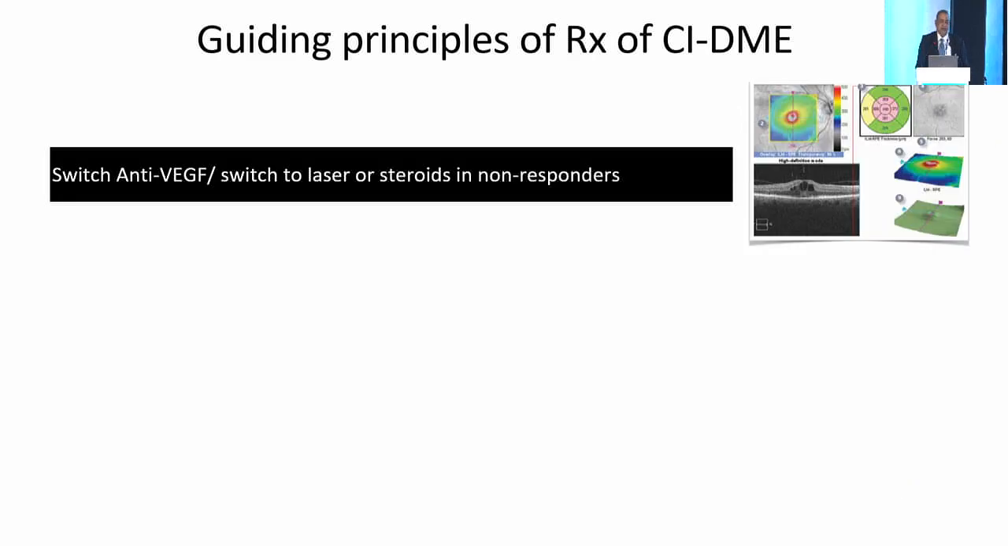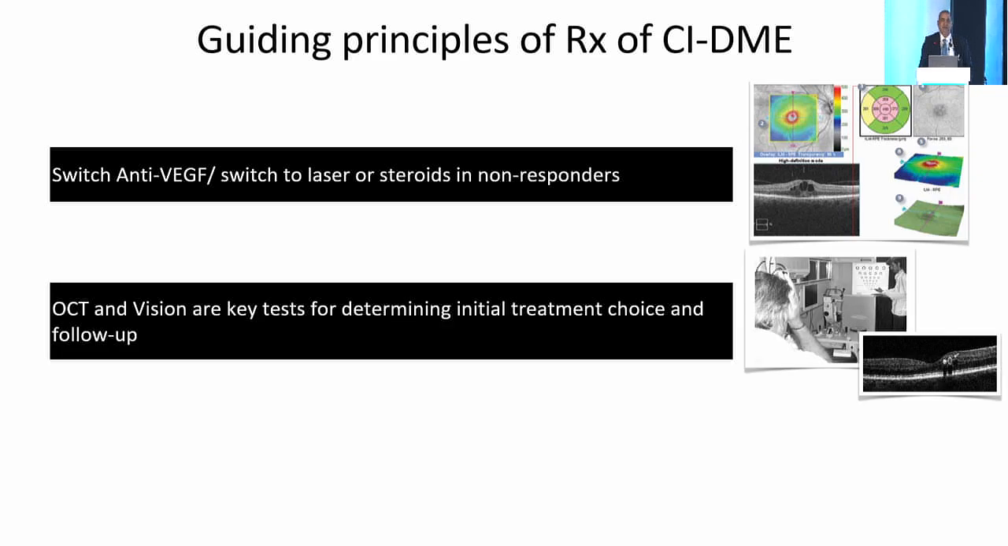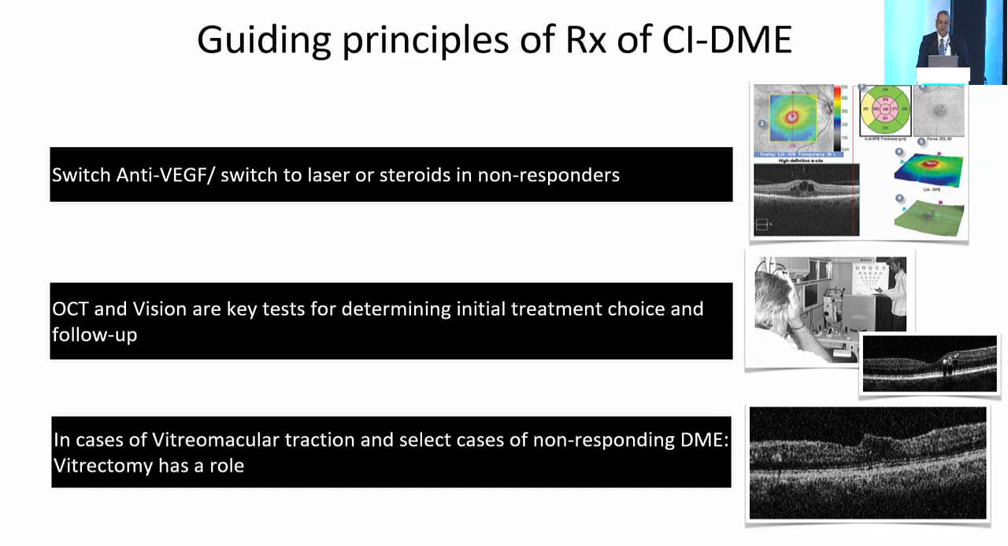We switch the anti-VEGF, or switch to a laser or steroid if it's a non-responder. And the two tests which are very crucial in determining the initial treatment choice, and even on follow-up the response to treatment, are OCT and visual acuity. It's the best corrected visual acuity, not only the distant but even the near vision. In case of vitreomacular traction and select cases of non-responding diabetic macular edema, vitrectomy does have a role.